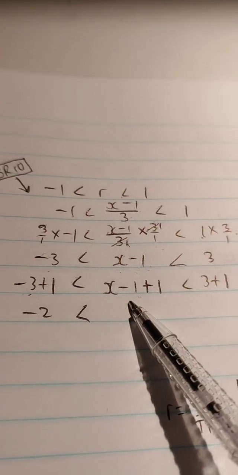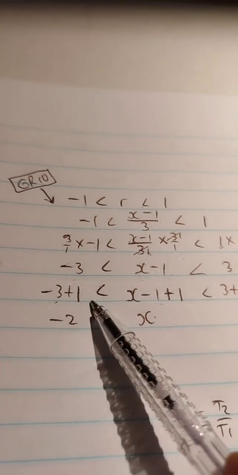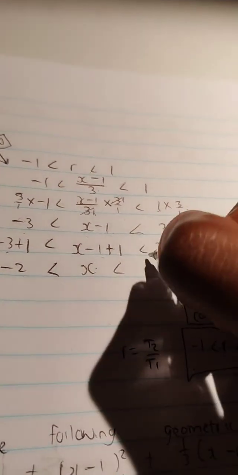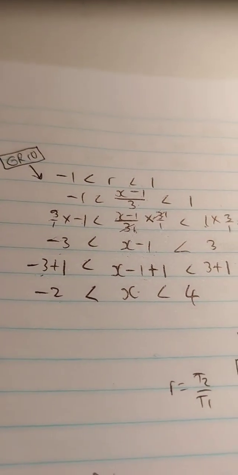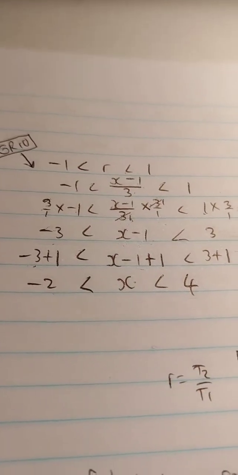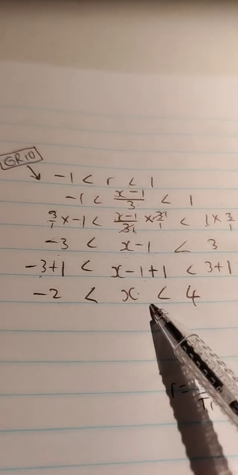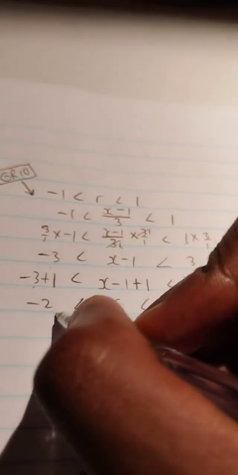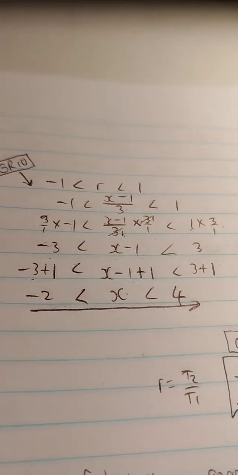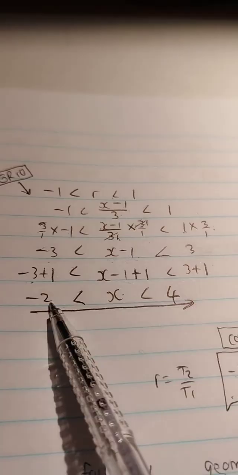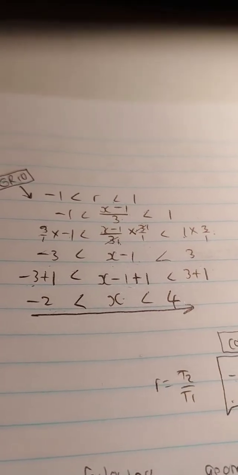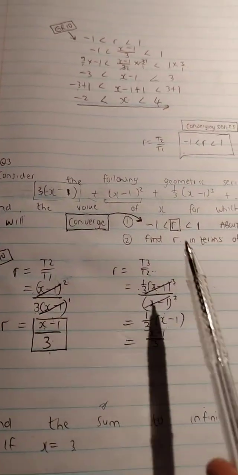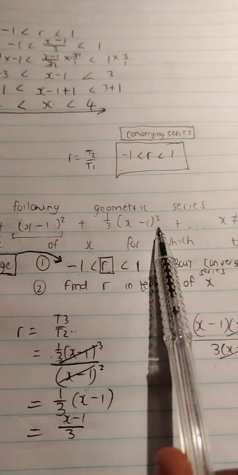Then what does that leave you with in the middle? It leaves you with x. Negative 3 plus 1 leaves you with negative 2 on the left. Then 3 plus 1 leaves you with 4 on the right. What is your answer? When x is greater than negative 2 but less than 4, those values are the values of x, the values in between negative 2 and 4. Those are the values of x if you were to substitute into this equation.